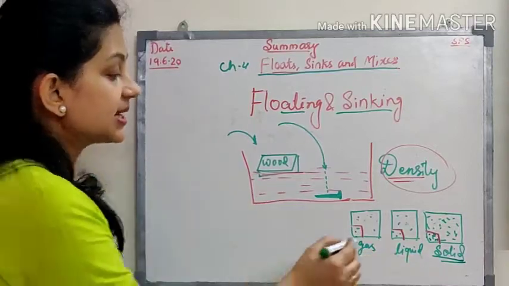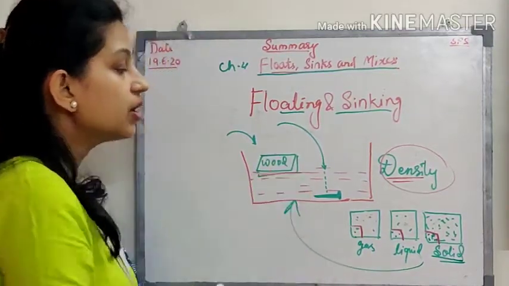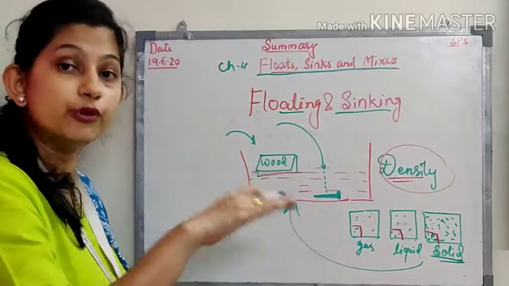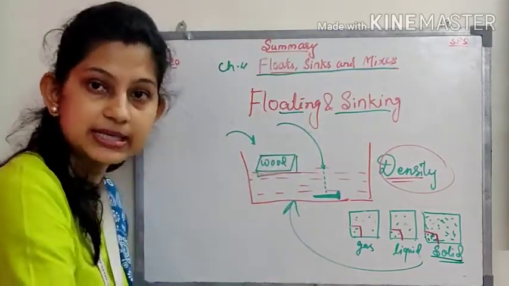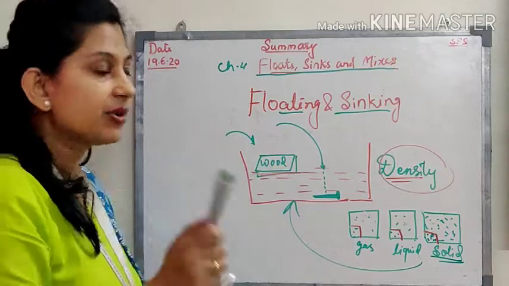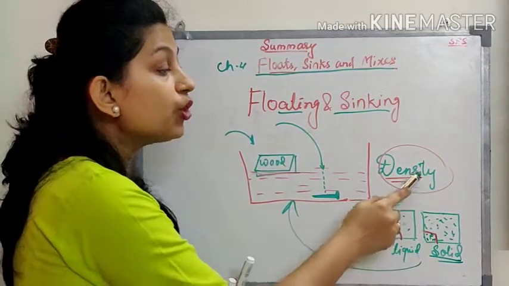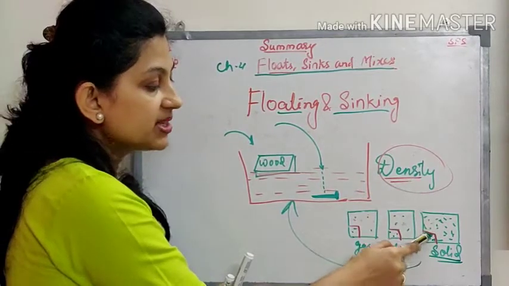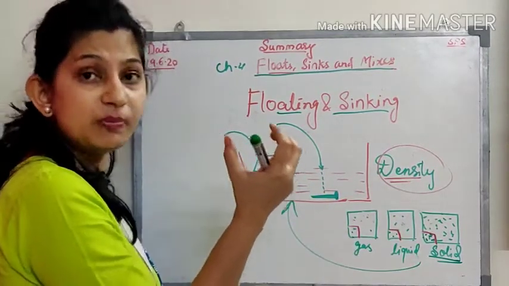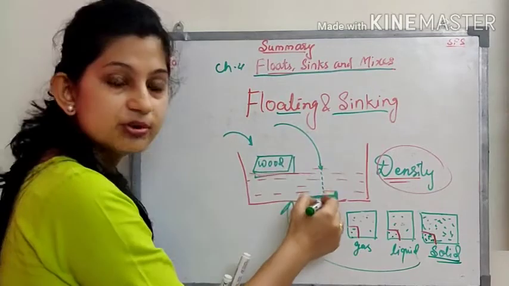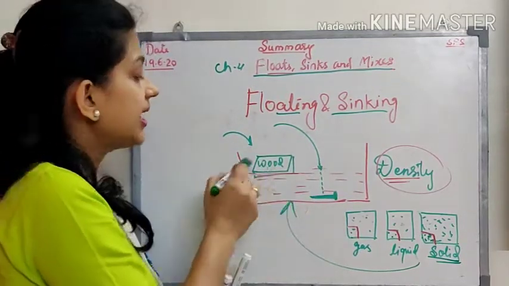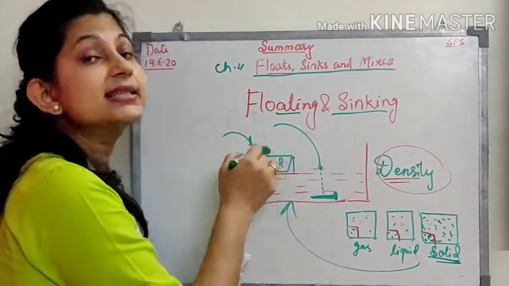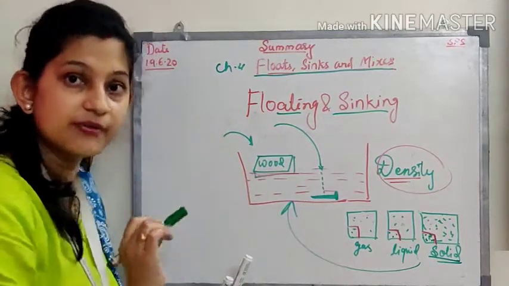This plays a very important role whenever a thing has to float on the surface or sink down. Again I am repeating, any substance which is more dense, or whose density is more than water, that means it has more particles, it is heavier, and it is going to sink down. And when it is less dense, with fewer particles, it is lighter, and it is going to float on the surface of water.